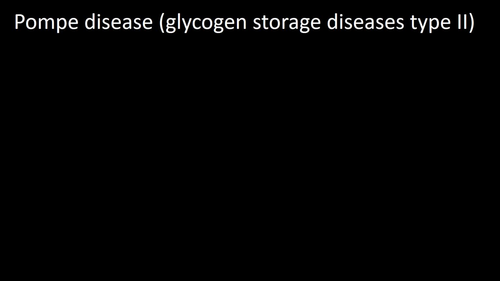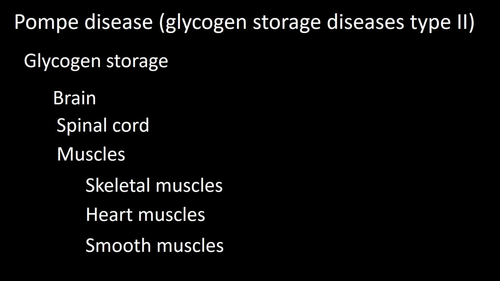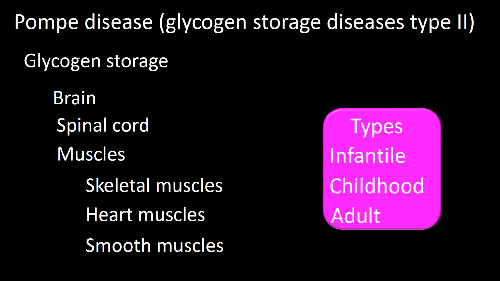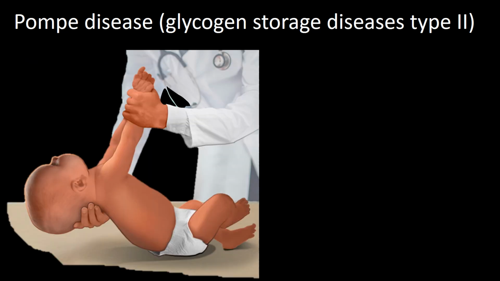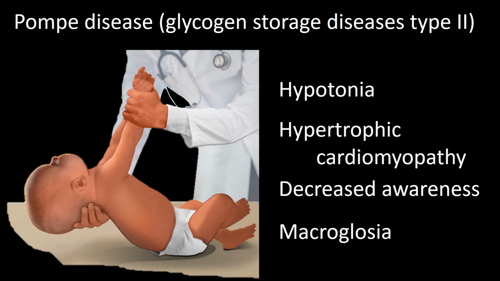The first one is Pompe's disease or glycogen storage disease type 2. In this condition, glycogen accumulates in the brain, spinal cord, and muscles. In the muscle, it accumulates in skeletal, heart, and smooth muscle fibers. It may present at any age. The infantile form is most frequent. This form presents with hypotonia, hypertrophic cardiomyopathy, decreased awareness, and macroglossia.